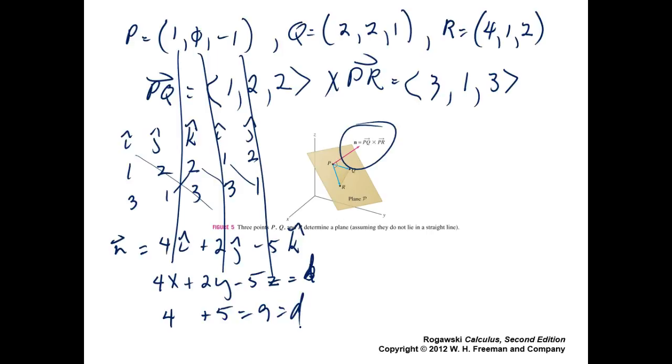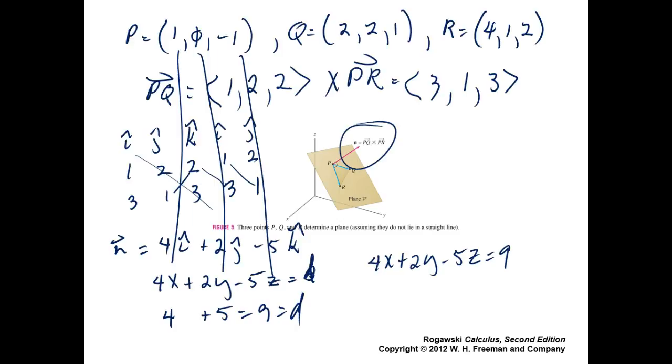Okay, so what's your equation for the plane? 4x plus 2y minus 5z equals 9. That's it. Yep, there it is. 4x plus 2y minus 5z is equal to 9.